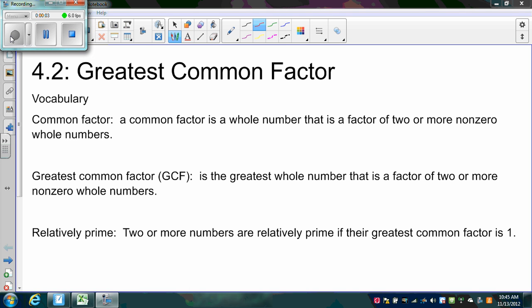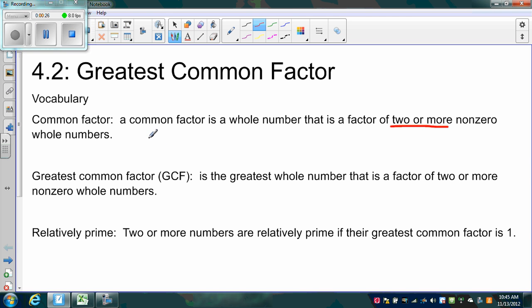This is a lesson for 4.2, which is on the greatest common factor. Before we begin, there are a few vocabulary words we should know for this section in order to make it easier to solve the problems. The first is a common factor, and it states that a common factor is a whole number that is a factor of two or more non-zero whole numbers.